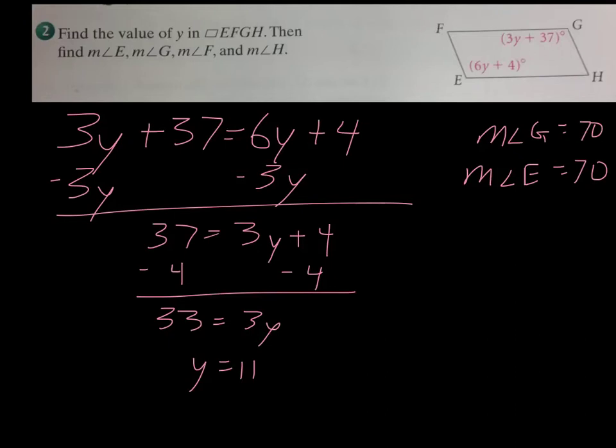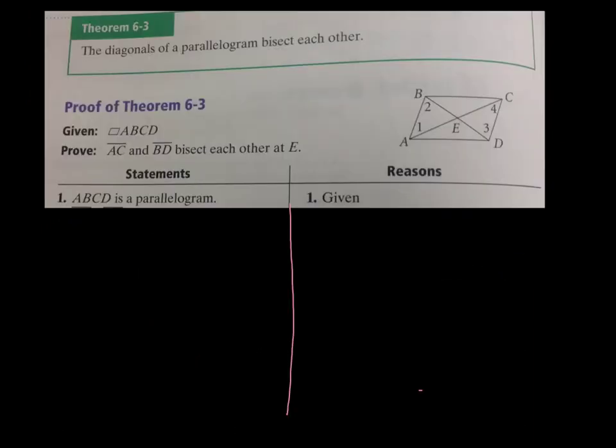And if consecutive angles are supplementary, then the measure of angle F must be 110, and the measure of angle H has to be 110, because consecutive angles of a parallelogram are supplementary. Theorem 6.3 states the diagonals of a parallelogram bisect each other.